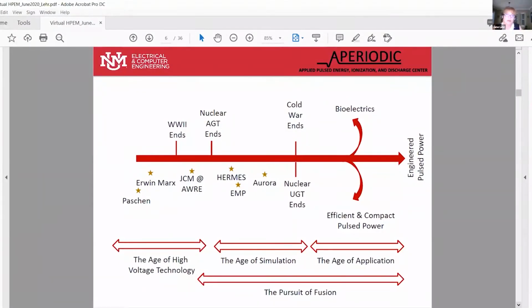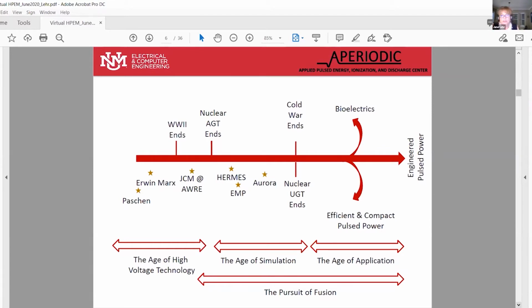Now, when we look across the history of high voltage and then pulse power, we see some trends and we can try to classify things. So the earliest period is what I think of as the age of high voltage technology. That's where there was a lot of work being done by people like Paschen, Erwin Marx, Peek, mostly for the power grid, where they were learning to make the high voltage and learning all the fun stuff that can happen with high voltage, including corona and its uses.